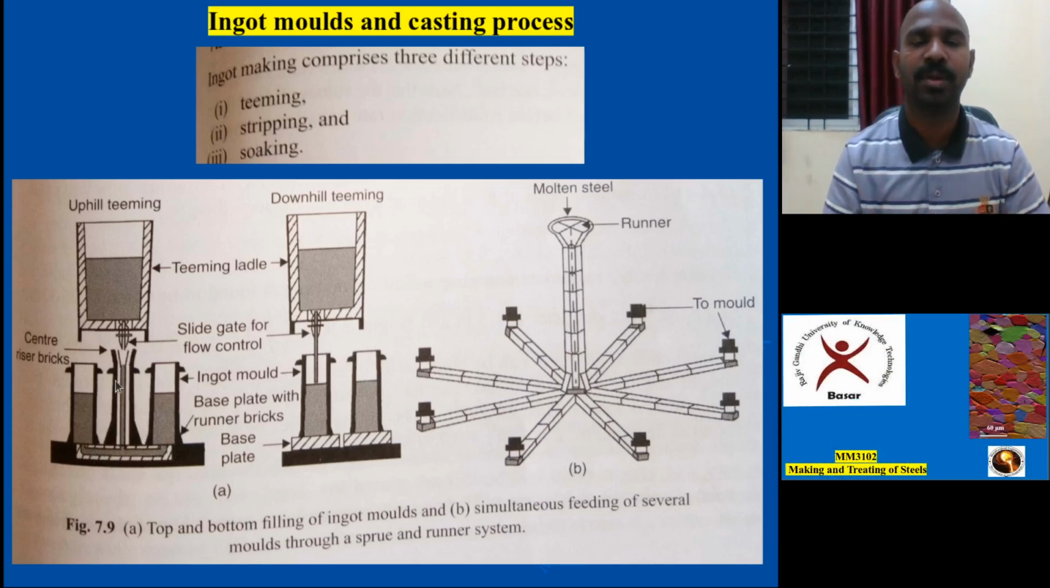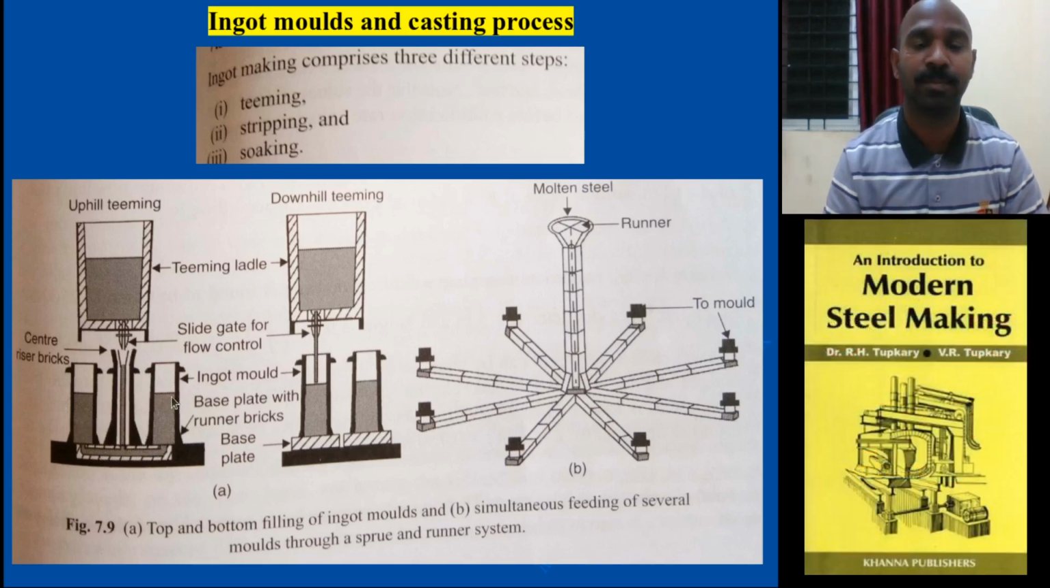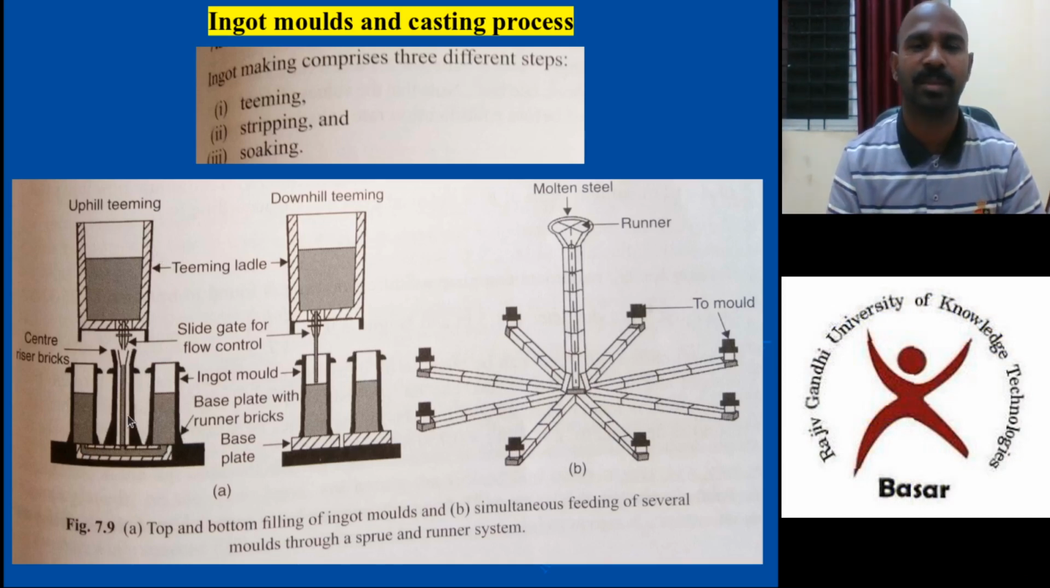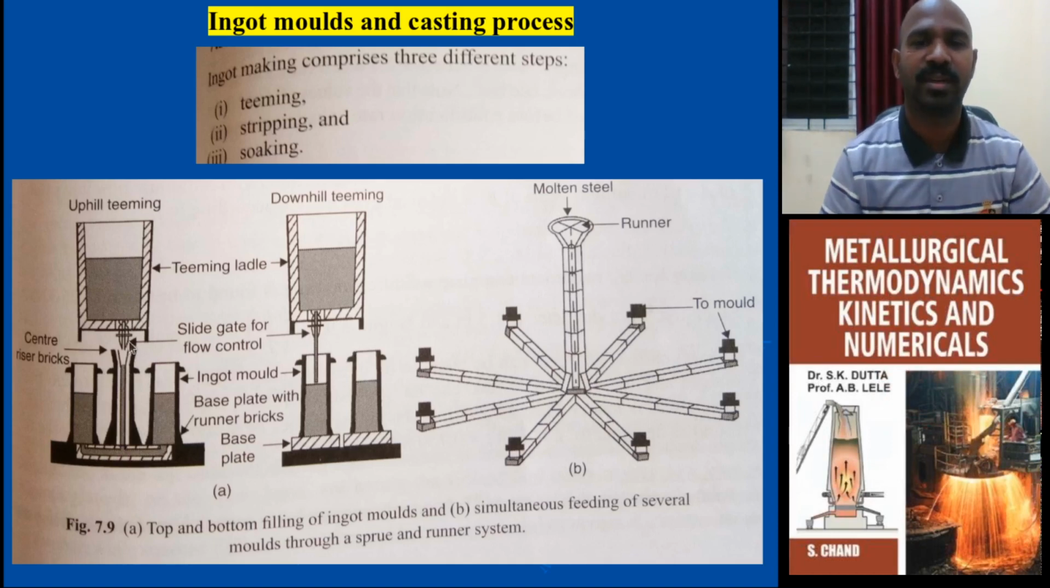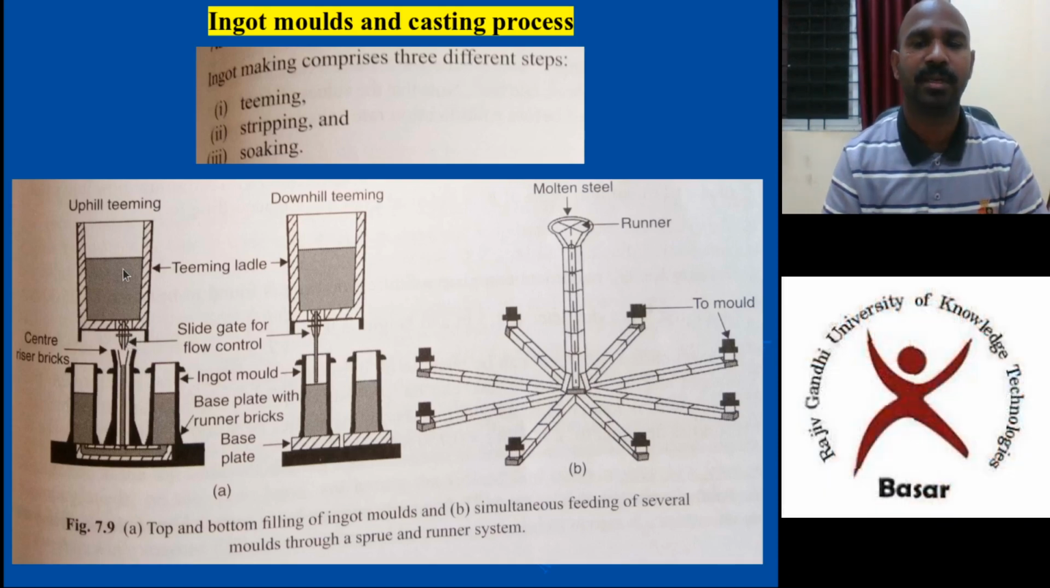This is the runner and these are the risers. This is the runner and this is the gating system. In this ingot mold process, as you pour the liquid steel, it fills two molds simultaneously. You pour from the shroud, and if you want to stop, you can use the sliding gate and stop once it is completed. Allow it to solidify, and remove those molds.